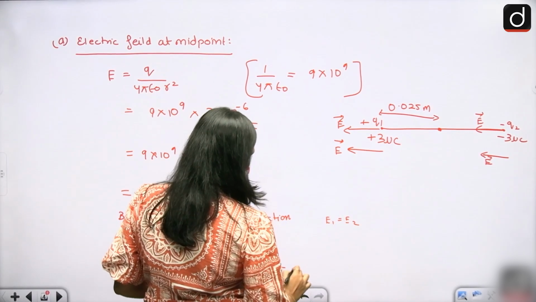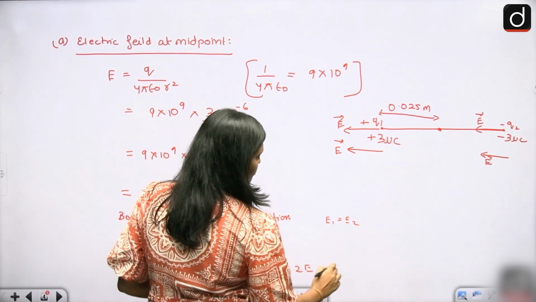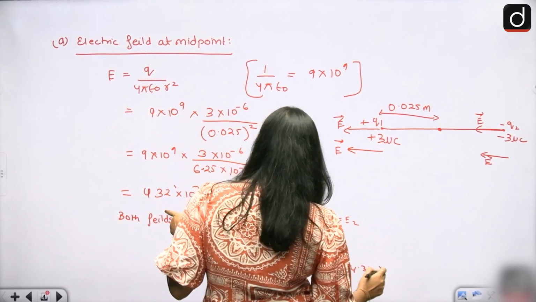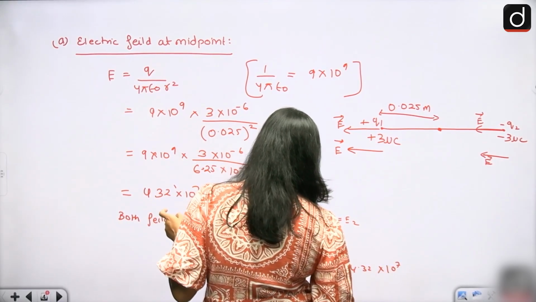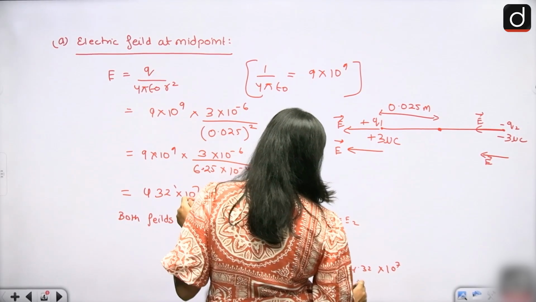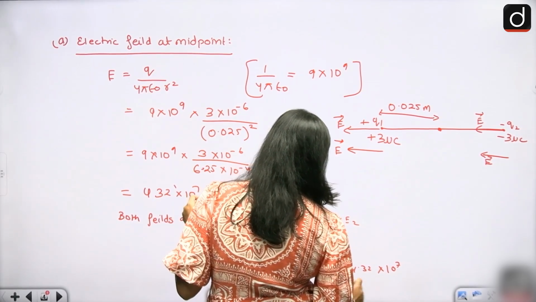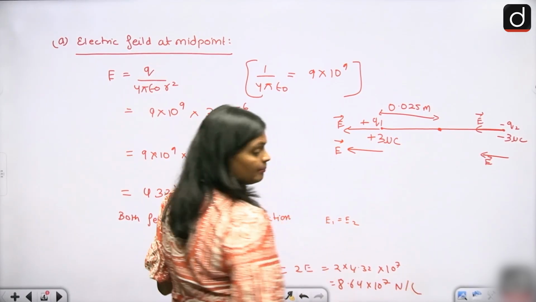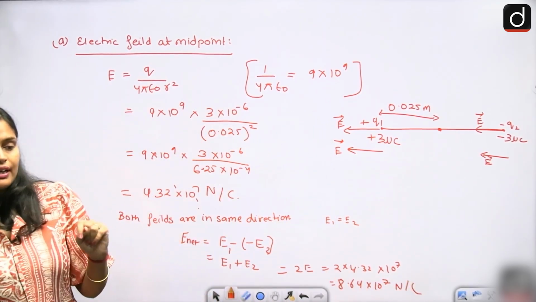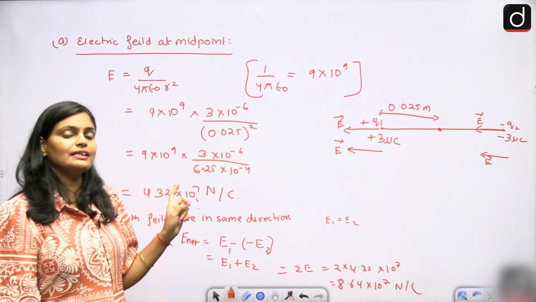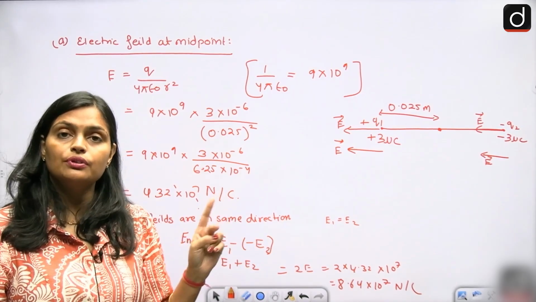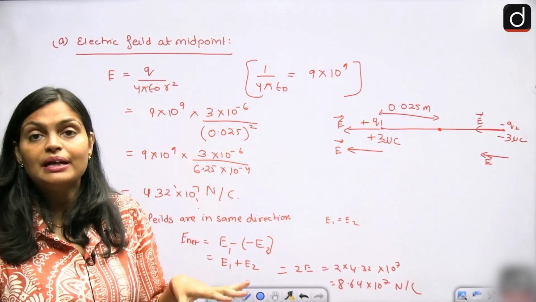So here it is what? 2E equals to 2 into, you can add also, you can multiply also. You will get the same result. Okay, right? Newton per Coulomb, right? So what you can see, this is your electric field intensity due to both the charges at midpoint.